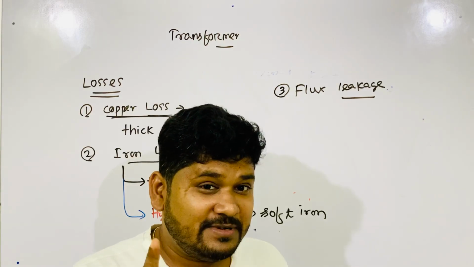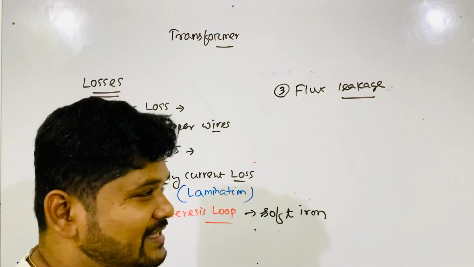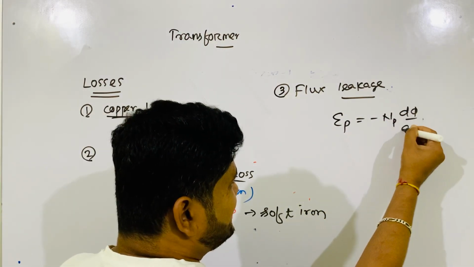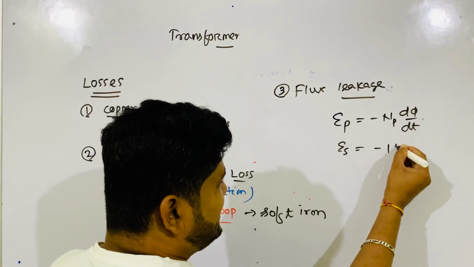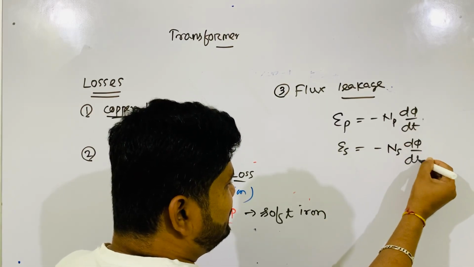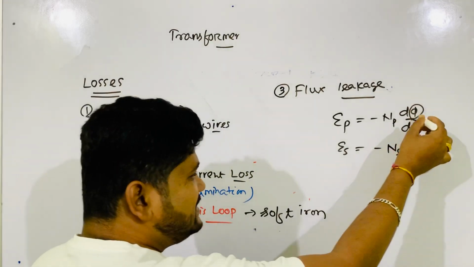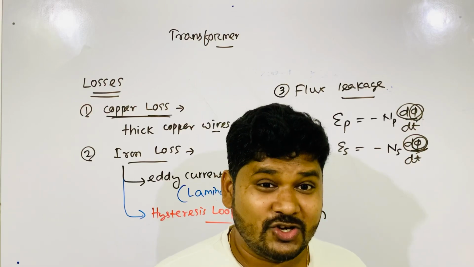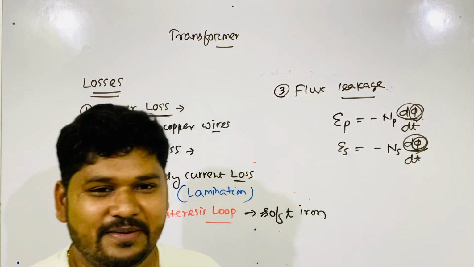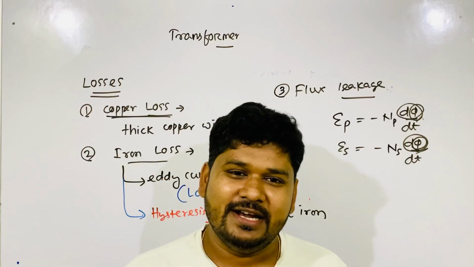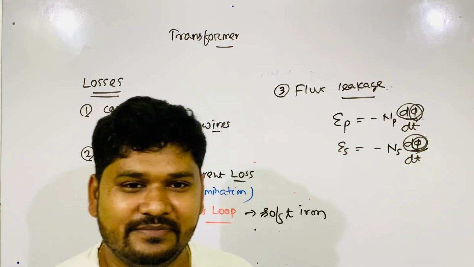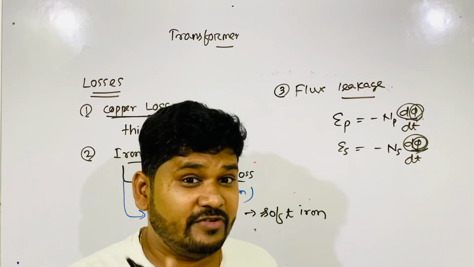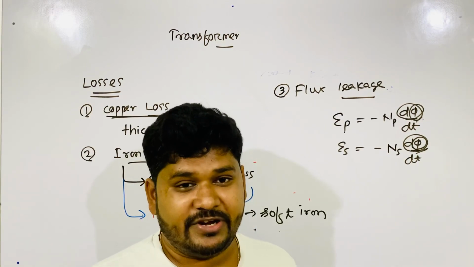But we have taken one assumption. Where have we taken that assumption? While writing the EP formula, you have taken minus NP d phi by dt. While writing the ES formula, you have taken minus NS d phi by dt. What is d phi? In both cases, will d phi be the same? Not at all. But you have assumed that the flux change in both coils will be the same. But the flux change in both coils will never be the same, because they are two different coils, so the flux change must be different.